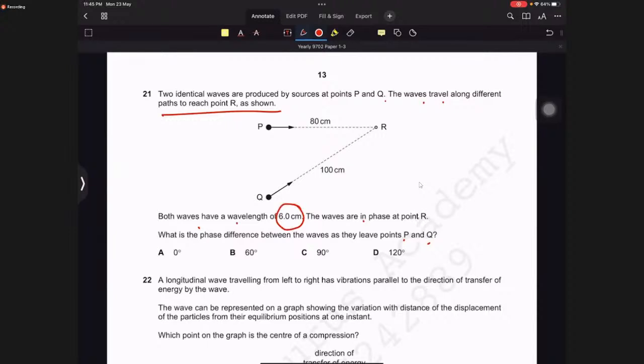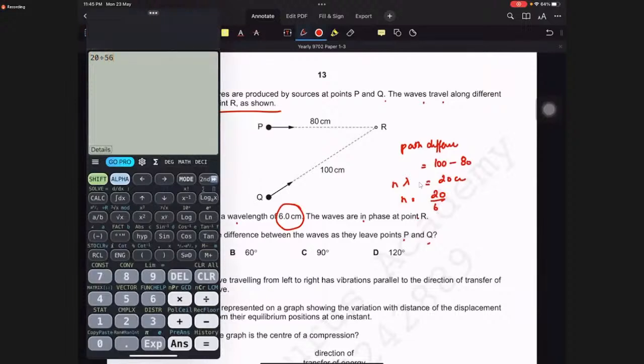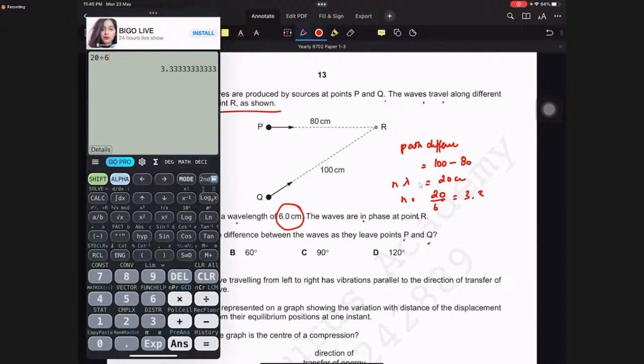Okay. So first of all, we're going to find the path difference. The path difference has to be 100 minus 80. That would be 20 centimeter. And it is equal to n lambda. So n will be equal to 20 divided by 6. So 20 divided by 6 is about 3.33.